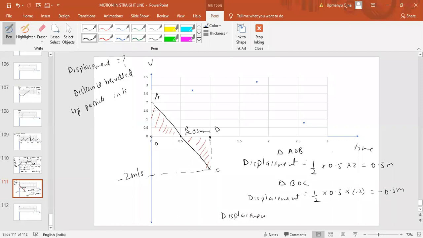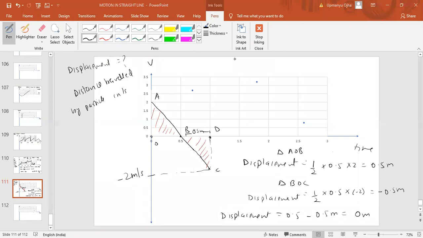What is the net displacement? Total area under this graph, which is what? 0.5 minus 0.5, which will come as how much? 0 meter. So displacement will be 0 here. Correct? Now, what is the distance traveled?